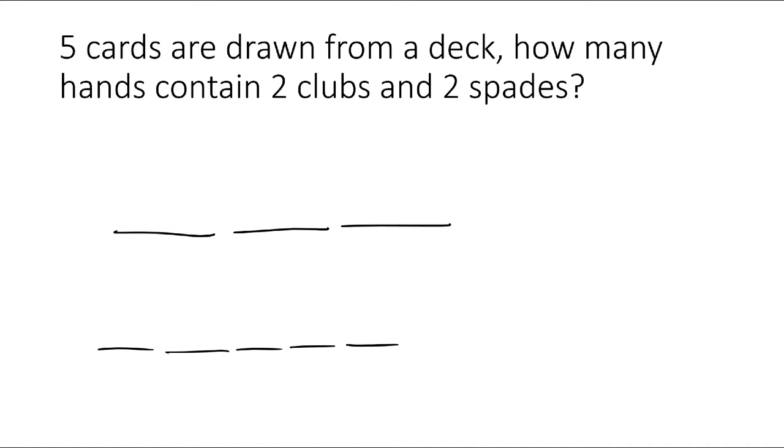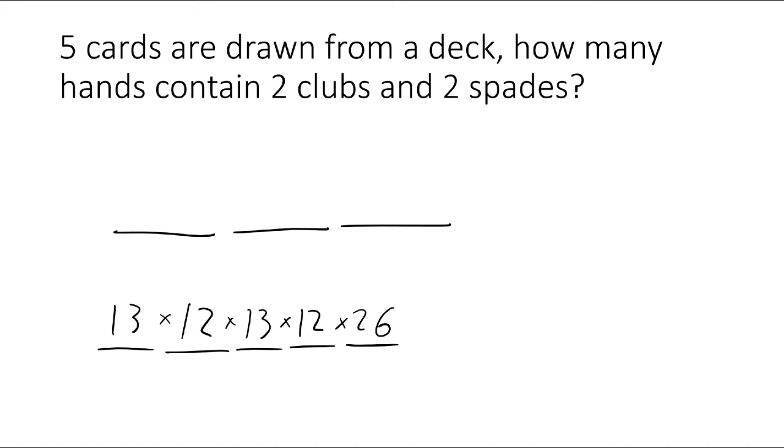So we want 2 clubs. Well, there are 13 clubs, so we'd have 13 choices for the first one, and then 12 choices for the second one, because we've used one of those clubs. 2 spades, so we have 13 choices for the first one of those, and then 12 for the second. And then our last card can be anything that's left that's not a club or a spade, and there's 26 of those. And then we can multiply those together. The reason why this doesn't work, now this does calculate something, just not what we're looking for.